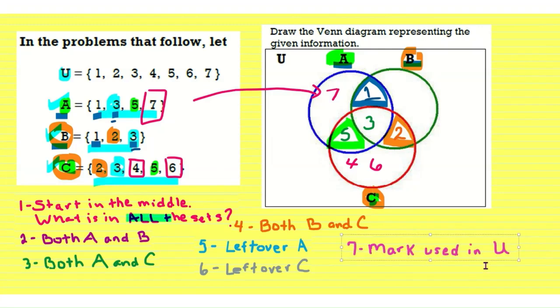Our last thing is to mark all the used numbers in the universal set. So in my universal set, 1 has been used, 2 has been used, 3 has been used, 4 has been used, 5 has been used, 6 and 7. So there is nothing left over. There's literally no number out here in the universal set that is not part of either set A, B, or C. So we have no number that will be listed out here in the universal set.